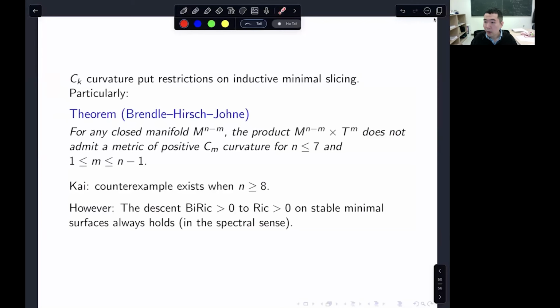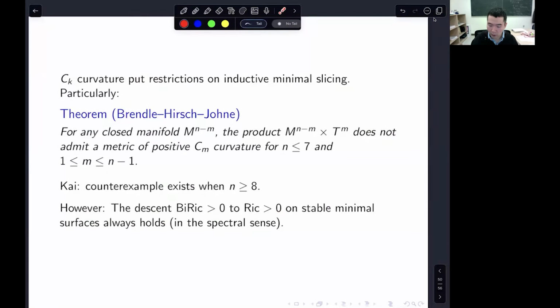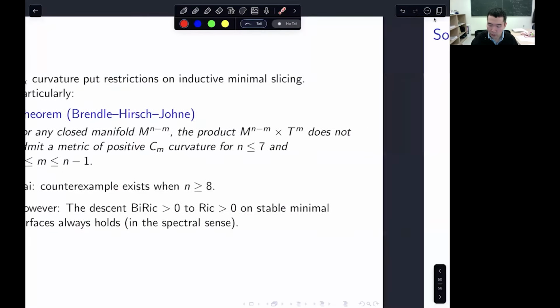On the other hand, the initial step of descent, from bi-Ricci positive to Ricci positive unstable minimal surfaces, always holds in all dimensions. Of course, by positivity I mean positivity in the eigenvalue sense, in the spectral sense. So that's already pretty interesting. The bi-Ricci to Ricci descent carries a lot of useful information, as we will see briefly.